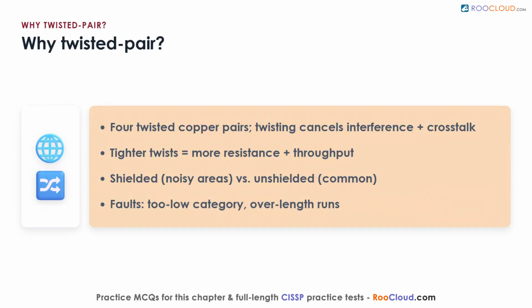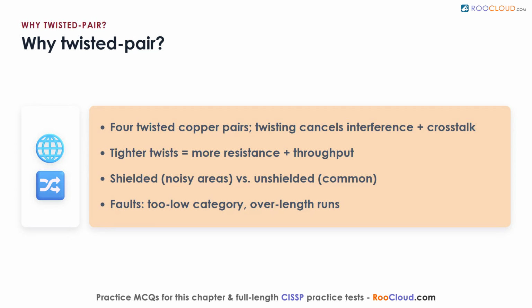Why is twisted pair the everyday workhorse? Because it is thin, flexible, cheap, and clever. It bundles 4 pairs of copper wires, each pair twisted at its own rate. And that twisting is the trick. It cancels out interference and reduces crosstalk, where a signal on one pair bleeds onto another. Tighter twists mean more resistance to noise and higher possible throughput. Add a foil shield and you get the shielded variety for noisy environments. Leave it off and you have the common unshielded kind.